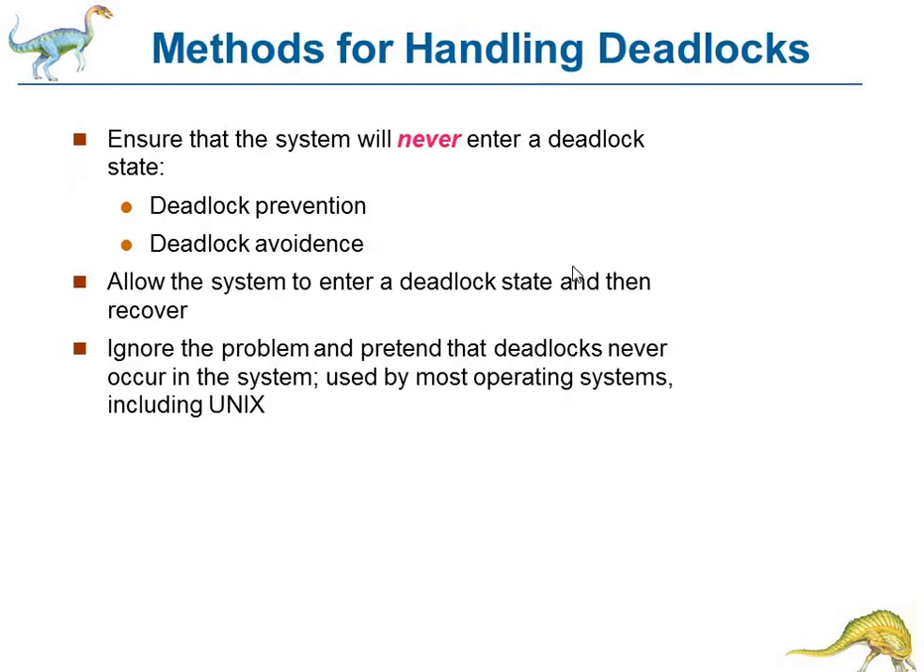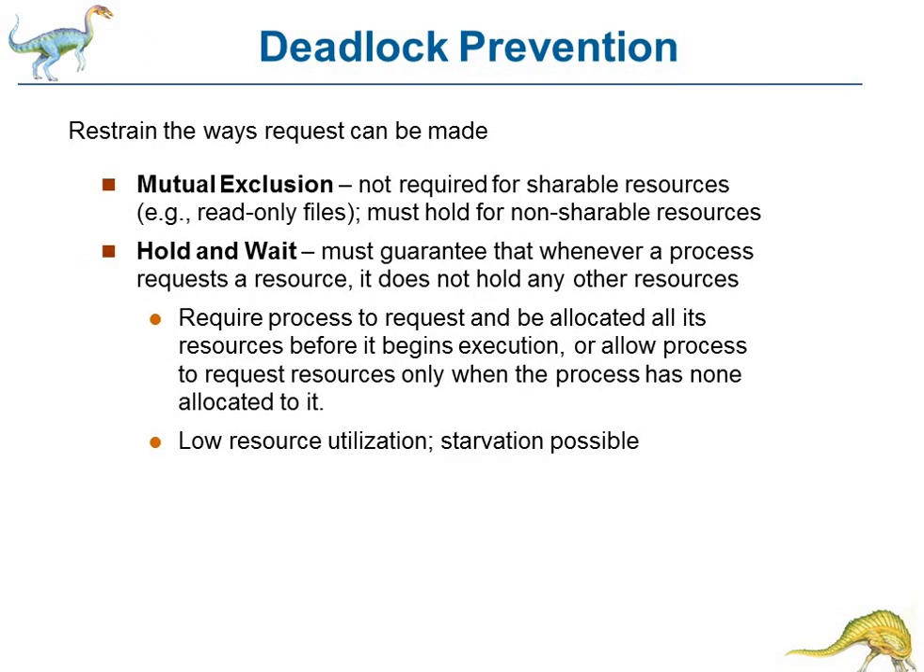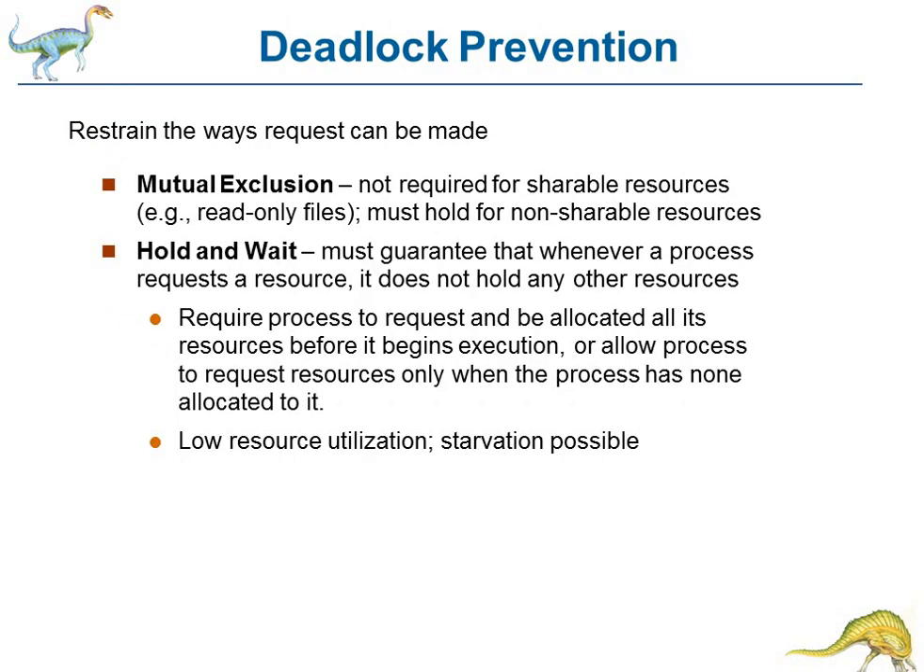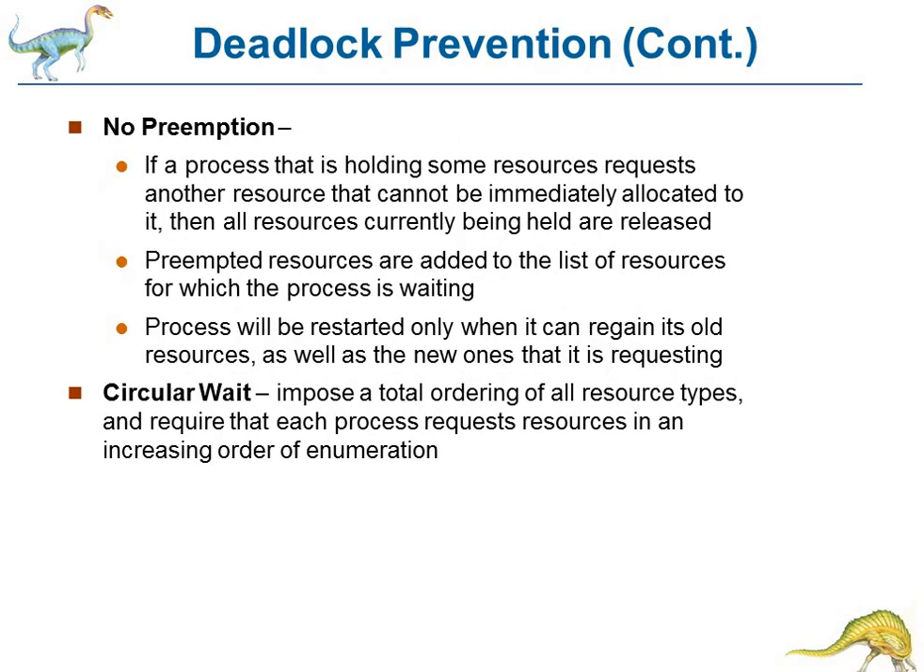Then what are the methods for handling deadlock? There are three ways: deadlock prevention, deadlock avoidance, and deadlock detection. First, we discuss deadlock prevention. We already saw the four conditions. What are the conditions? Mutual exclusion, hold and wait, no preemption, circular wait. If any one of these conditions is ensured not to hold, then it prevents the deadlock condition.